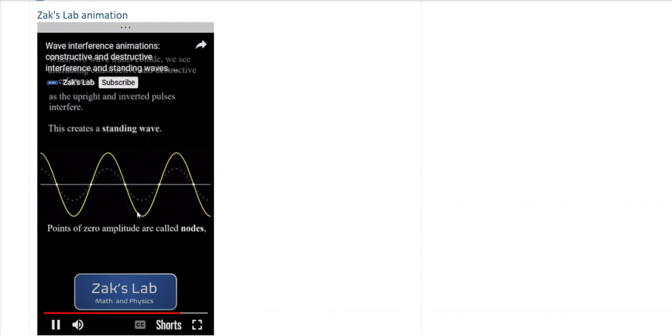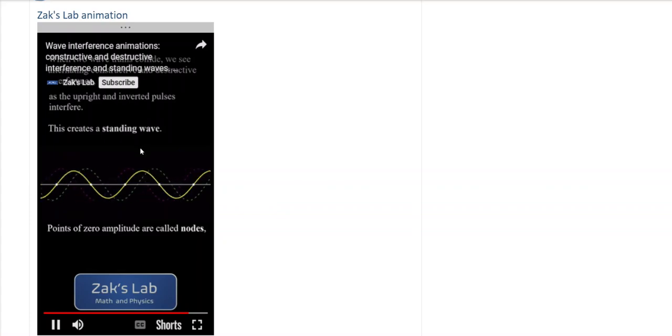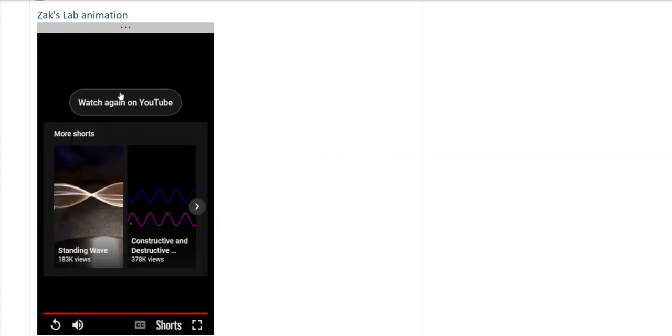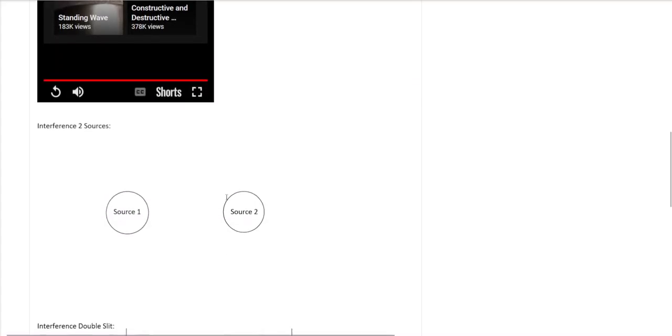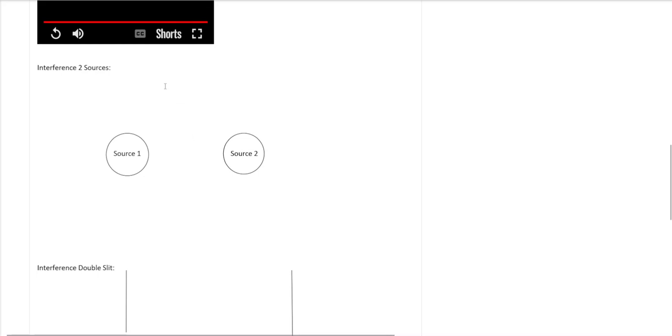But if you look at the peaks and the troughs, those move a lot. In fact, they move double what the original waves did. Those are called antinodes, where the lines are. Okay, so yeah, that's the video. I'll put a link down below so you can pause it yourself and do whatever you want. Watch it again. It's a good, quick little video of that.